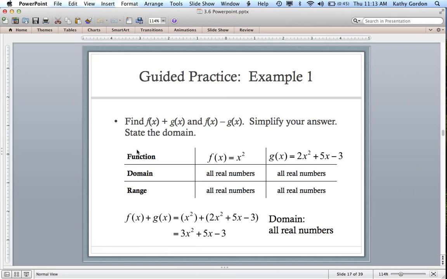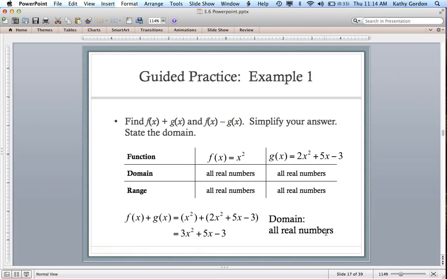So because we are dealing with quadratics, x squared, 2x squared plus 5x minus 3, we know that the domain is going to be all real numbers for each of those. The range, I actually have made a mistake, but because range is not something that we're interested in when we're doing these operations, it really doesn't matter right now that that's an error. We're just interested in the domain values. And since both functions have all real numbers for domain, we know that our result will have all real numbers for domain as well.